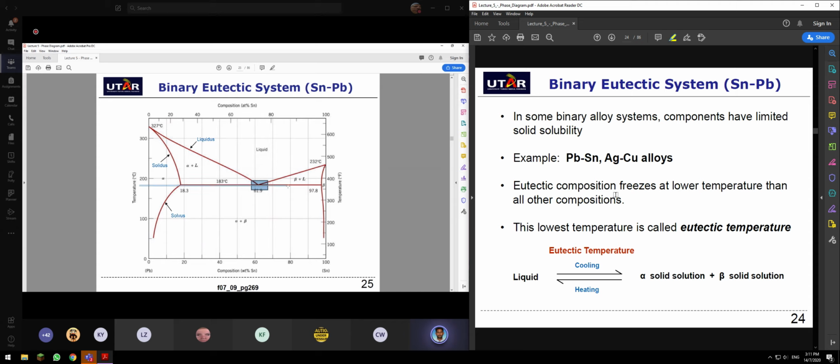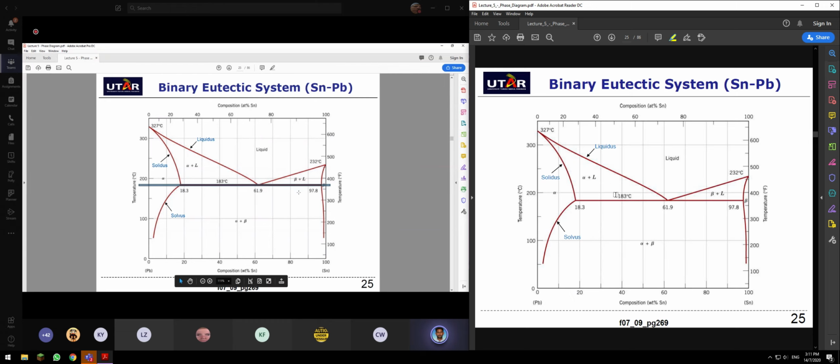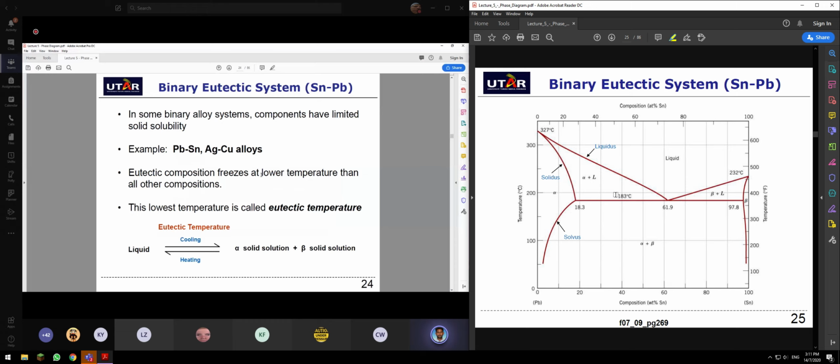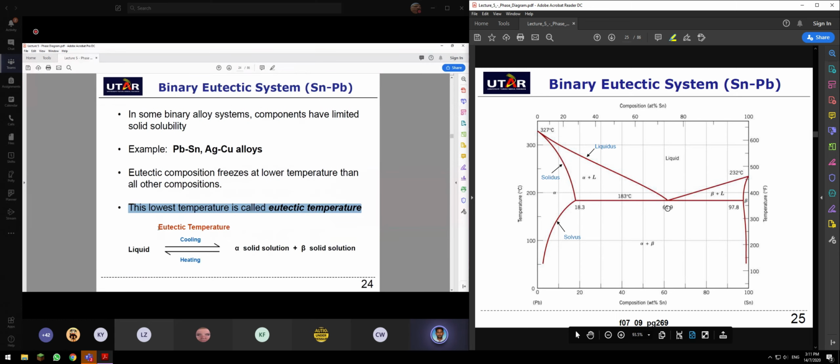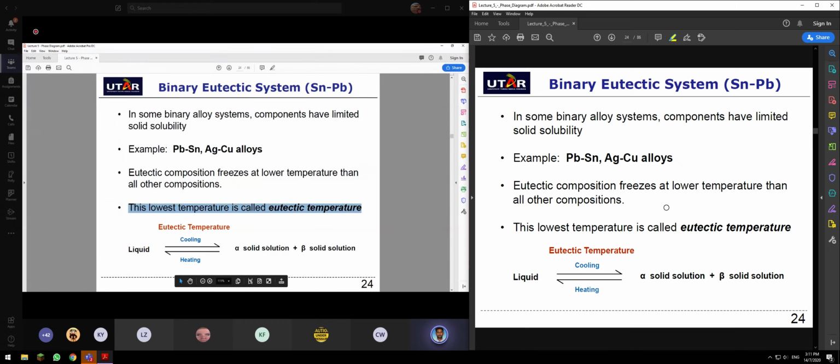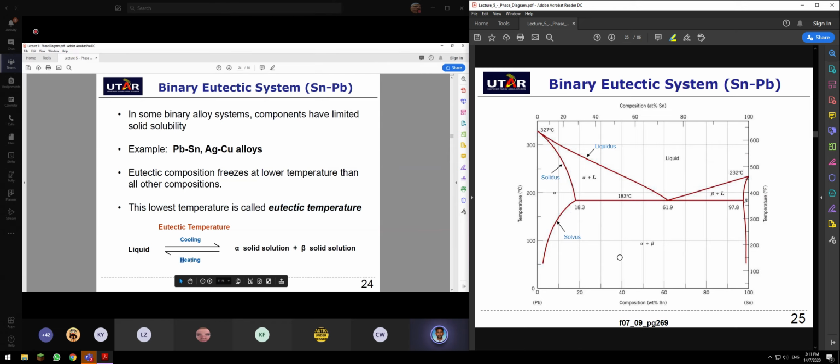Below this line, the majority of the mixture is solid. Here, alpha dominant solids. Here, beta dominant solids. Before we go further, let's finish this. This is the lowest temperature, called the eutectic temperature. The eutectic transformation is reversible: from liquid on cooling, and from solid to liquid on heating.